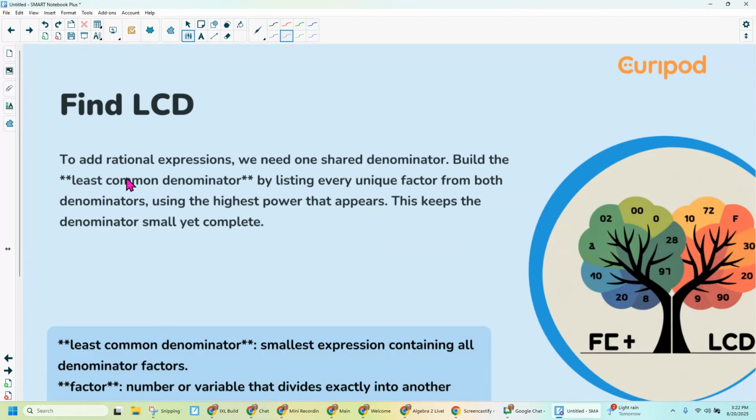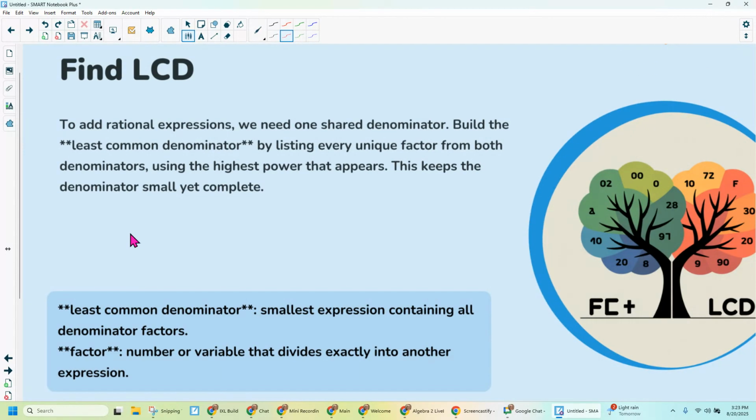So our rules here to find the least common denominator. To add the rational expressions, we need one shared denominator. We're going to build the least common denominator by listing every unique factor from both the denominators, using the highest power that appears. This keeps the denominator small, yet complete. The least common denominator is the smallest expression containing all denominator factors. And a factor is the number or variable that divides exactly into another expression.